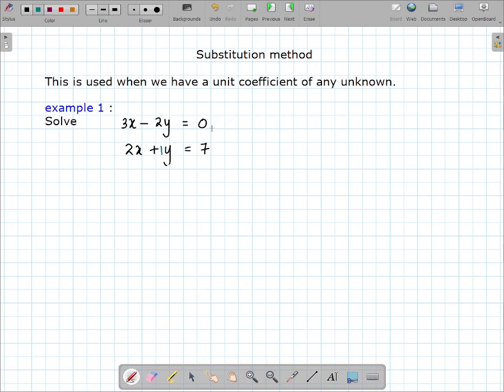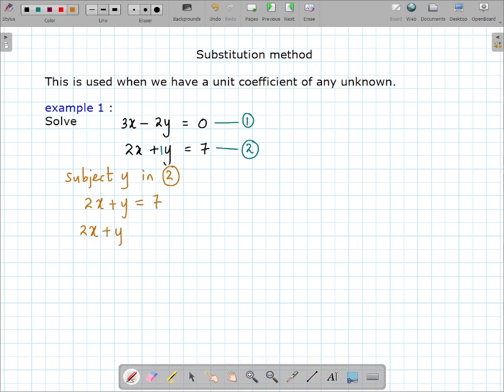So first of all, we have to label the equations. This is first one. This is second one. Then we take the unit coefficient equation, that is second equation, and we subject that unknown. That means here y we have to subject. So I write the equation 2x plus y equals 7. How do you subject y? We have to remove this 2x. So we have to subtract 2x from both sides.